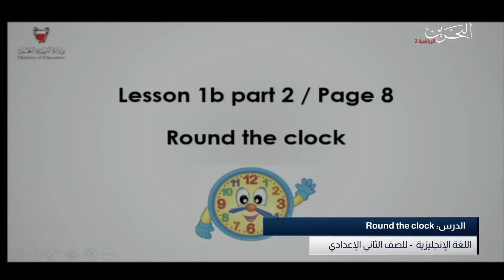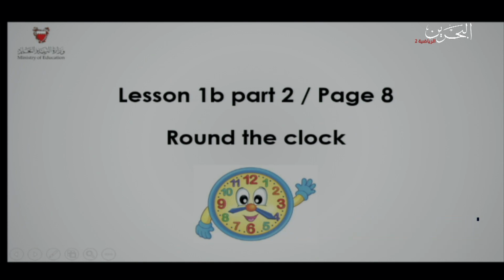Our lesson today is the second part of lesson 1B entitled Round the Clock. You can find it on page 8 of your student book. I must remind you that before we start the lesson, you should have your mini board and marker. In case you don't have these things, you can use your notebook and pen.